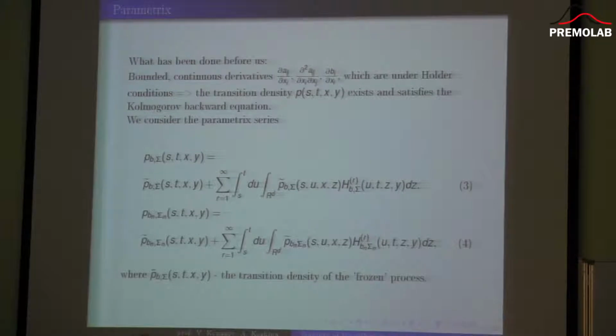What was done before us, actually before Professor Kinakov, is that if we have bounded continuous derivatives which are under a Hölder condition, then the transition density exists and satisfies the Kolmogorov backward equation. And so we could consider the parametrix expansion like this. But now, if you remember, I have not made any assumption about the smoothness of the coefficients. But it could be proved that it doesn't matter in our case.